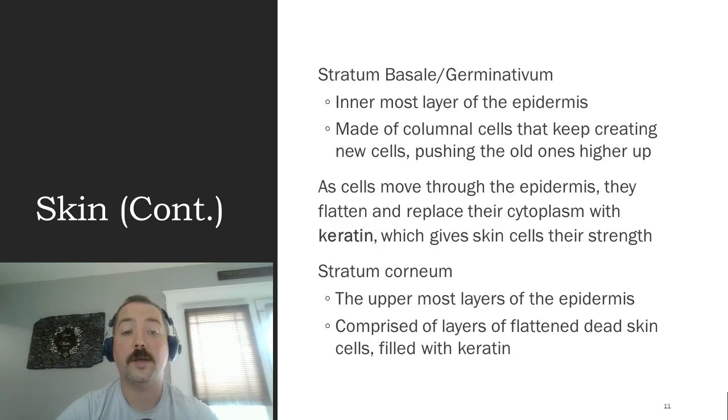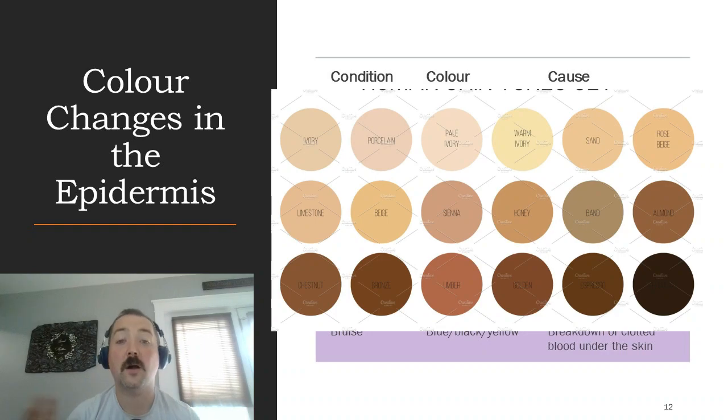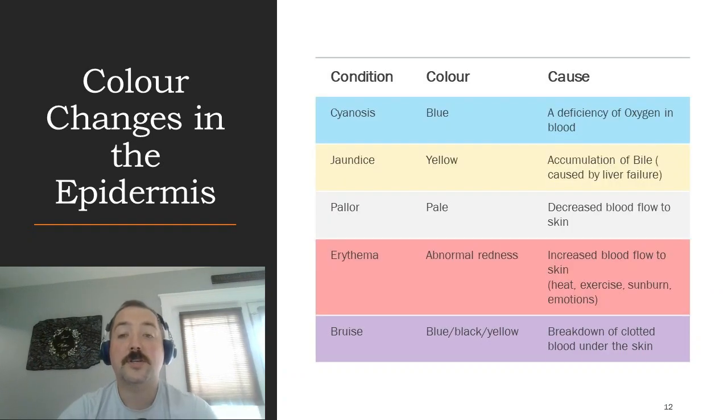The stratum corneum, the second part of our epidermis, is the uppermost layer, and it's made of flattened dead skin cells filled with keratin. As newer cells work their way up to the stratum corneum, these top layers will eventually die and flake off. The epidermis is normally a skin tone color, and that color ranges due to the amount of melanin in the skin. The darker colored skin you are, the more melanin you have present.